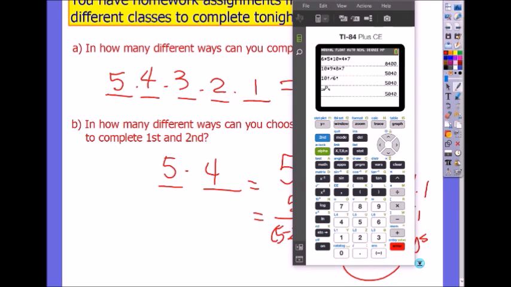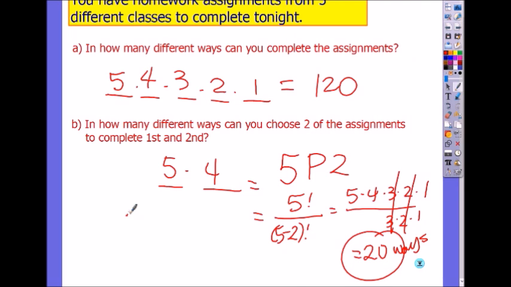So if we check our answer on the calculator, it's 5 nPr 2, you get 20 different ways. So when you have 5 homeworks, if you just want to know how many different ways to choose 2 of them, there are 20 different ways. It's all about making choices, guys. Isn't it exciting? Don't you usually get 5 homeworks a day? There are 120 different ways to do the homework. How exciting, guys. It's all about choices.